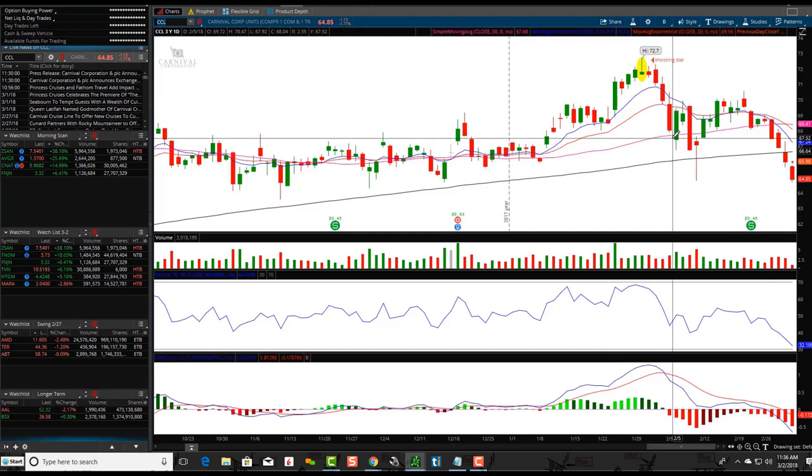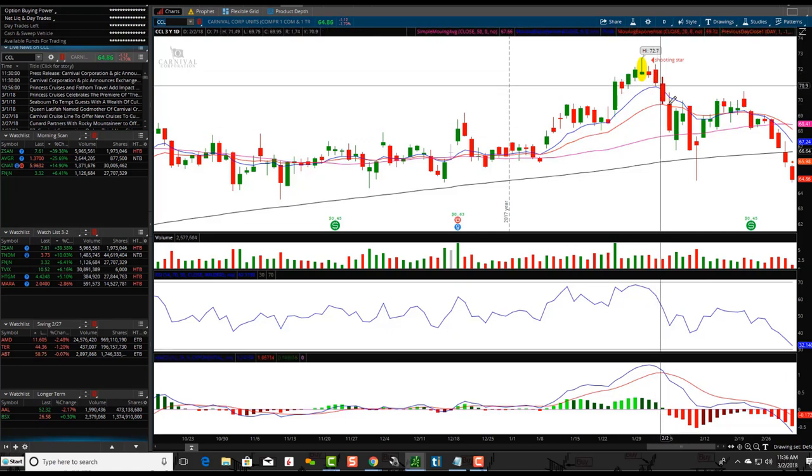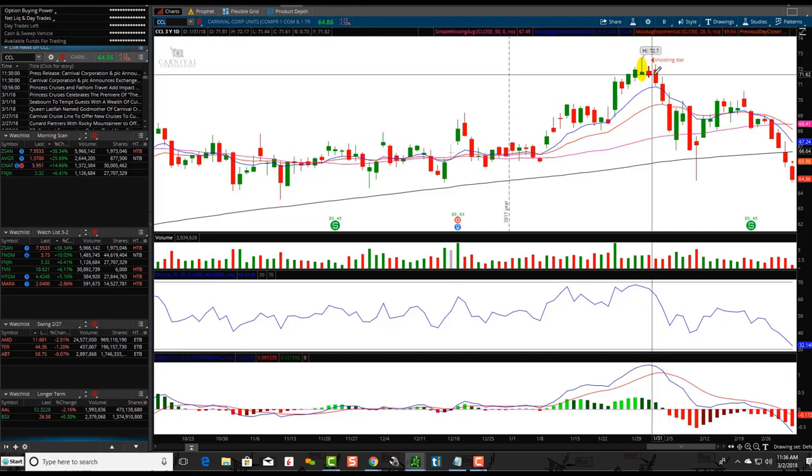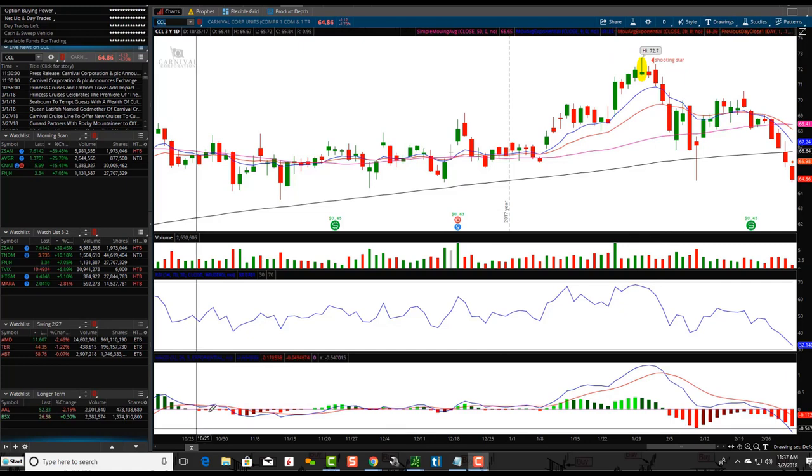Boom. 1, 2, 3. Actually, this is a nice three black crows pattern. I'm going to have to write that down for my next video. This is really good. So three black crows, that's three red candlesticks in a row falling.